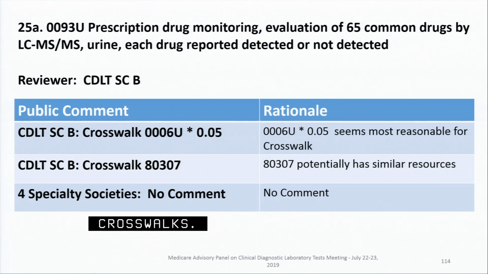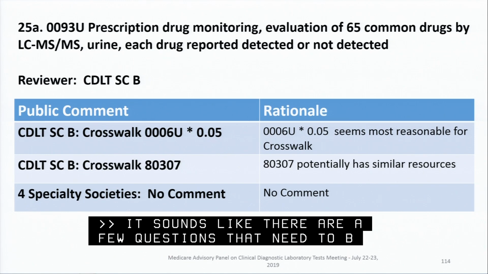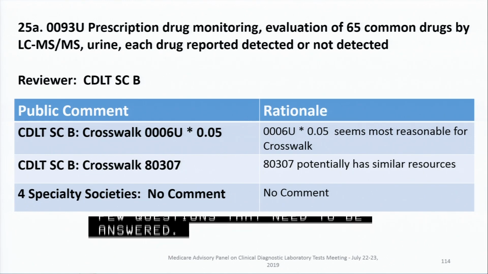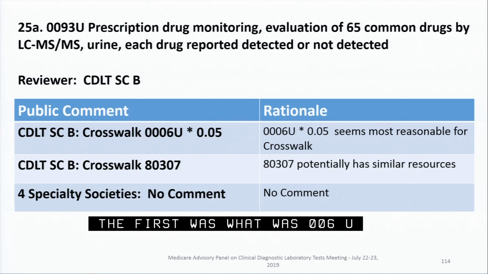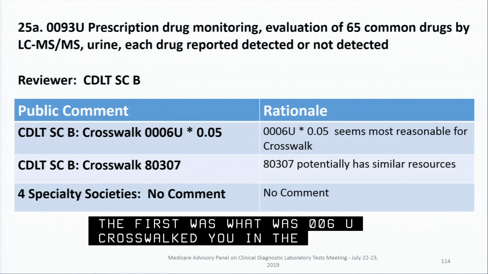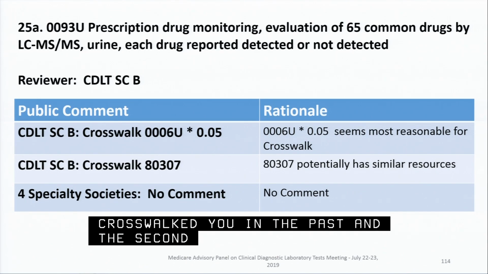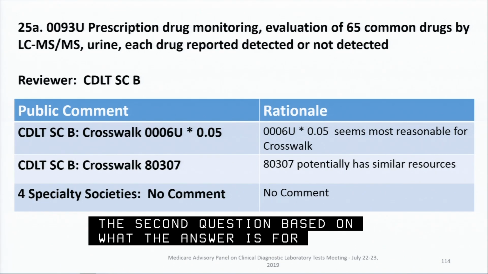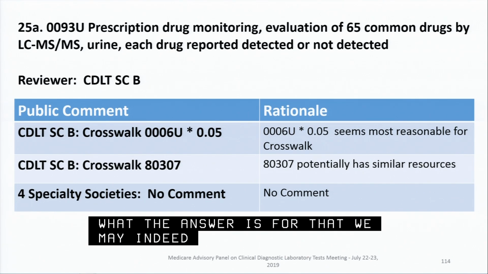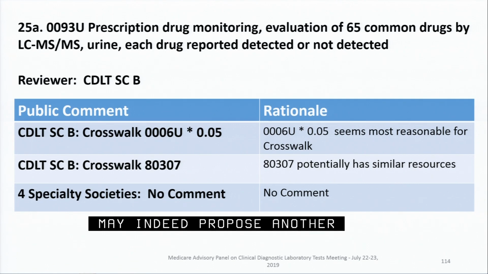So it sounds like there are a few questions that need to be answered. The first one is, what was 0006U crosswalked to in the past? And then the second question, based on what the answer is for that, we may indeed propose another crosswalk, which may be one of the G 0481, 2, 3, or 4. Is that where we're heading?